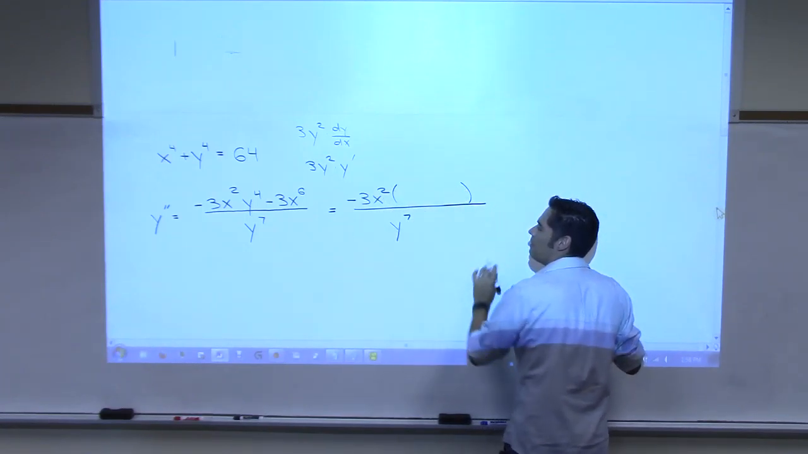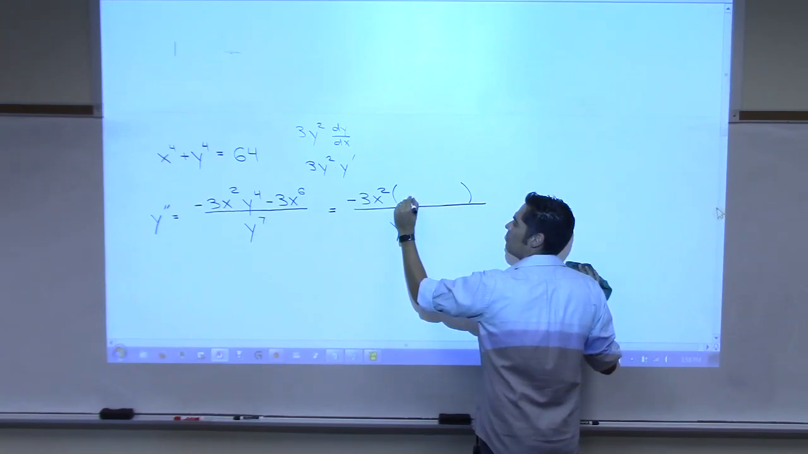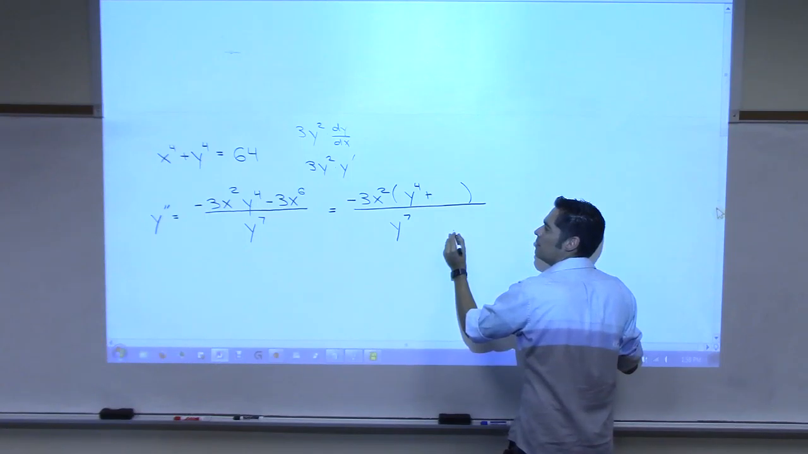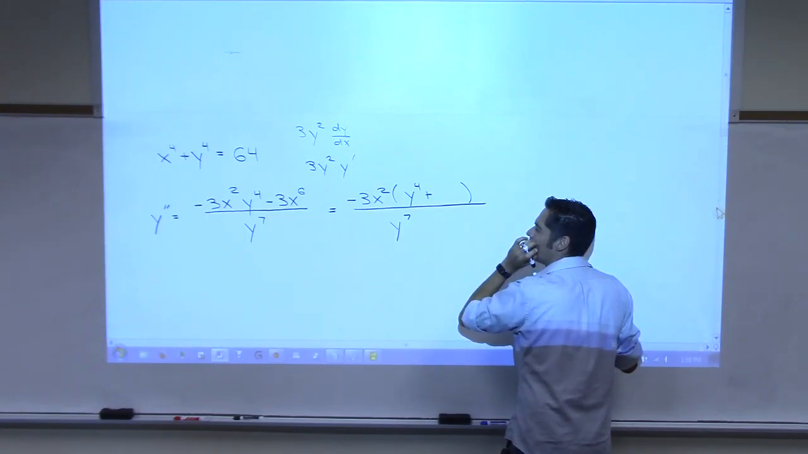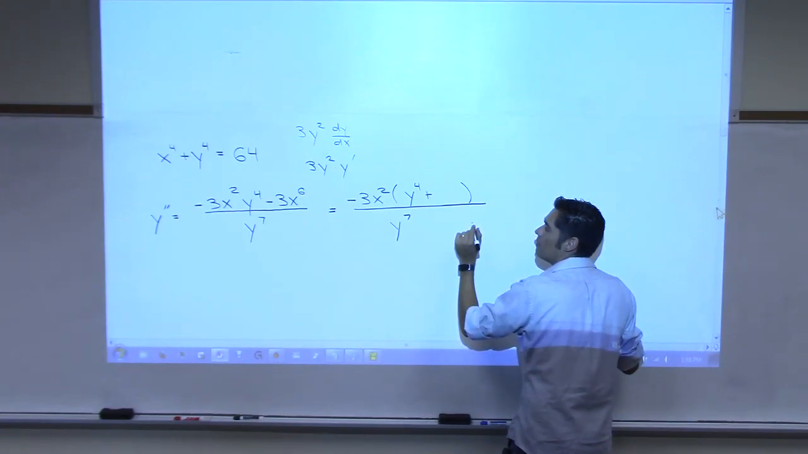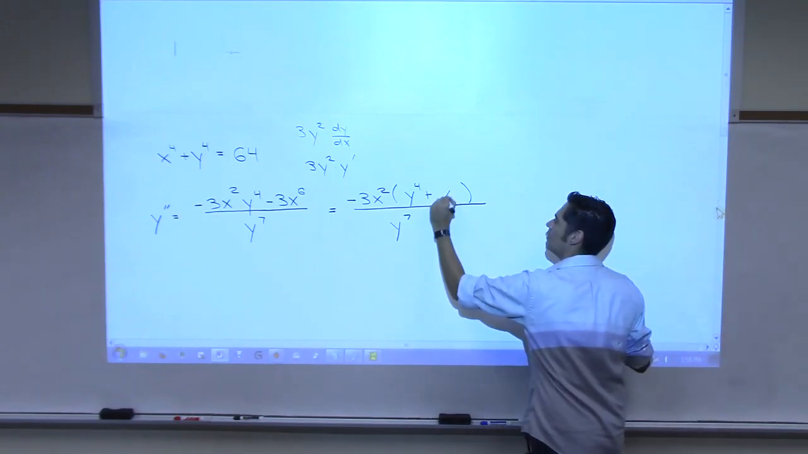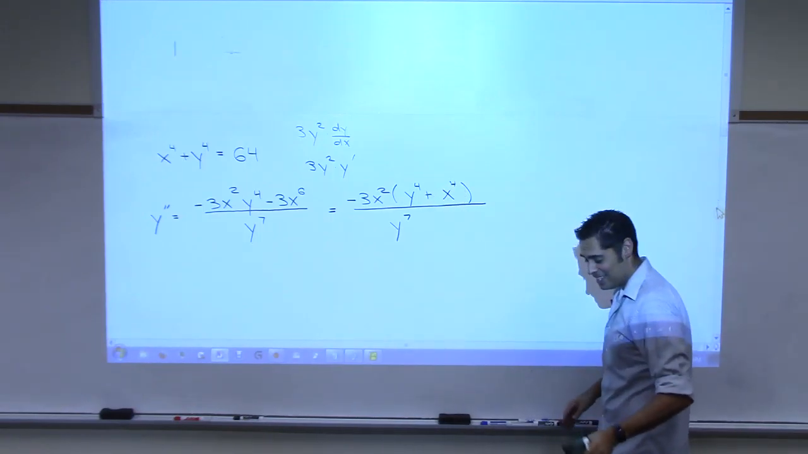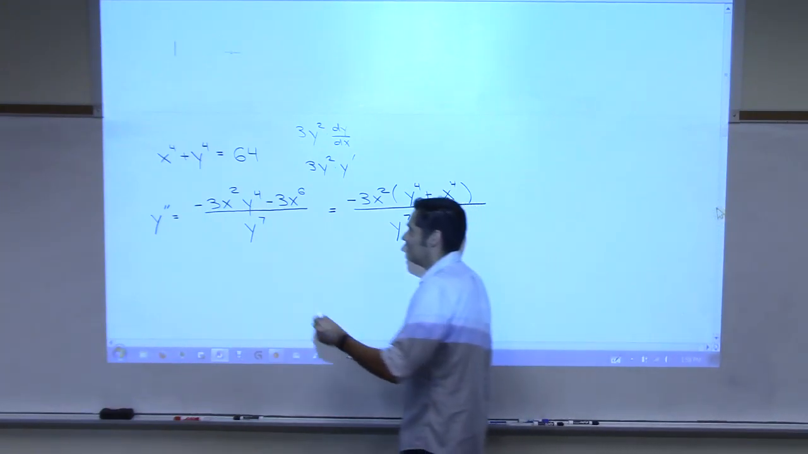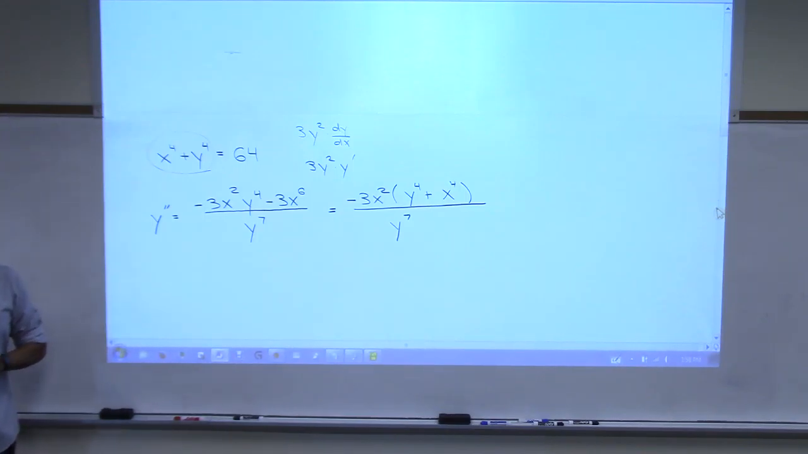Okay, what happens when I factor that out? What am I left with? What is it? y to the 4th plus what? The 3 came out though. Negative 3 came out. x to the 4th. No, the 3 came out. Or x to the 4th? Anyone see it? What is x to the 4th plus y to the 4th? 64.